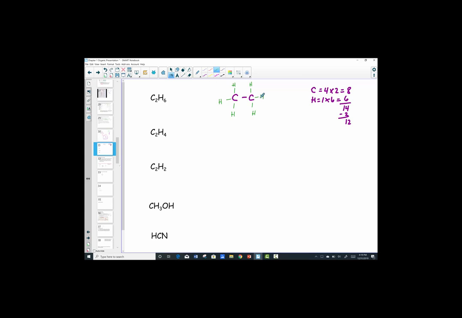And in doing so, we used up 2, 4, 6, 8, 10, 12 electrons. We're all done. We've made a structure in which each carbon has the required 4 bonds.